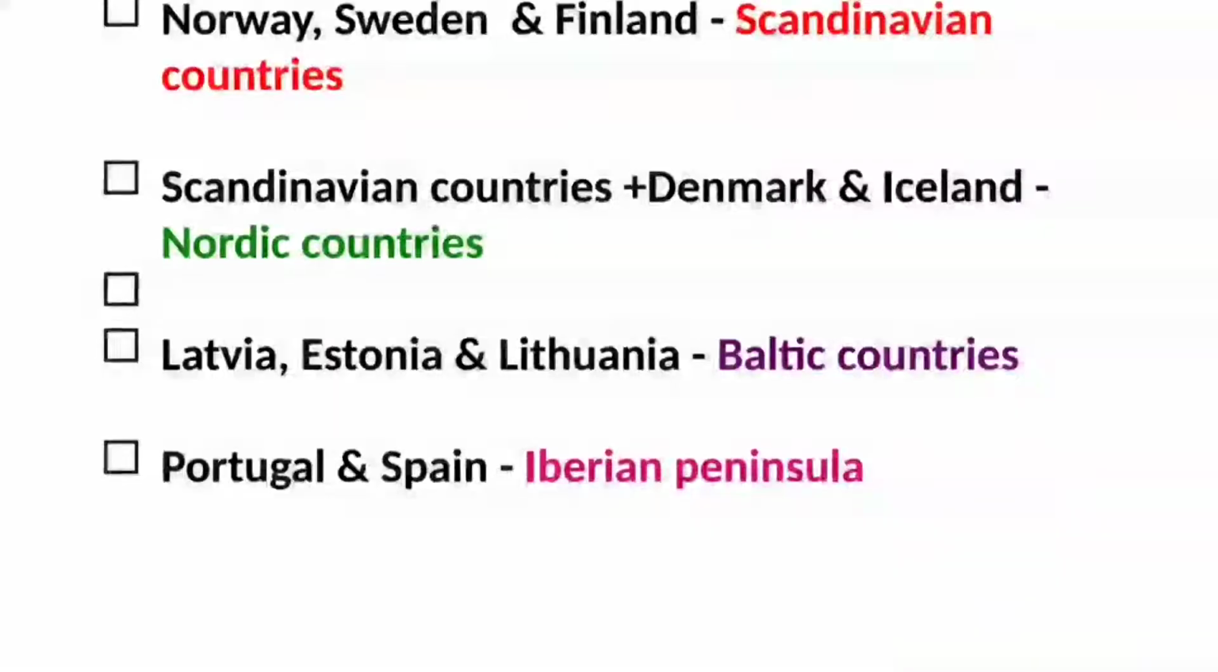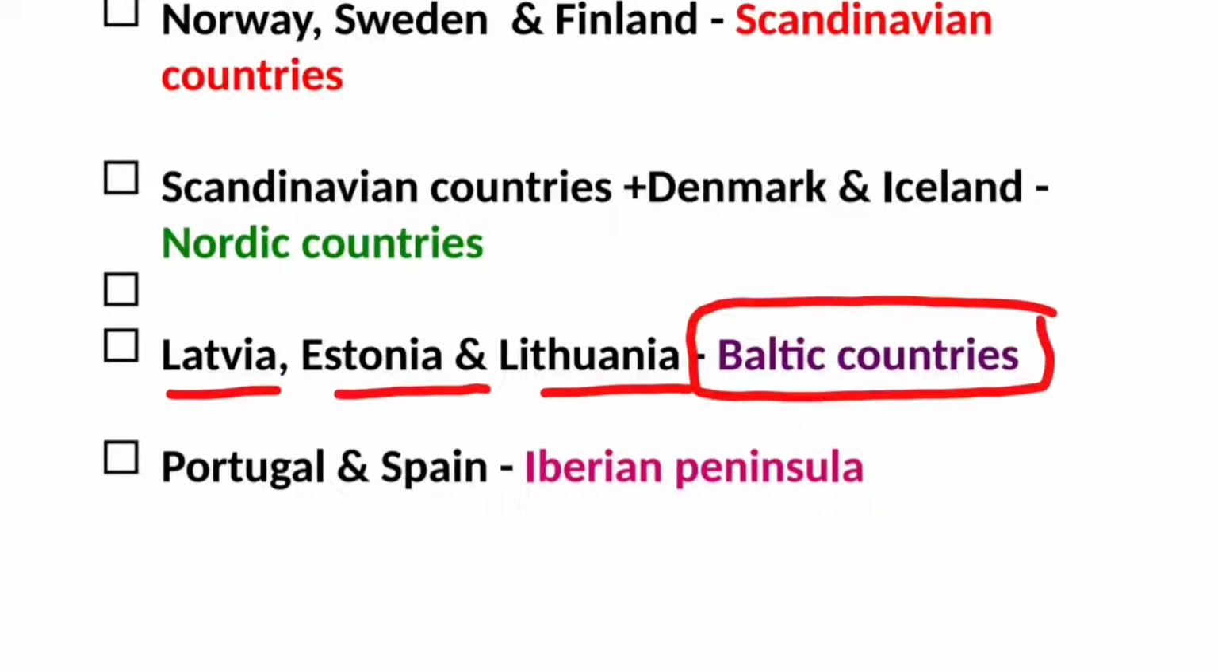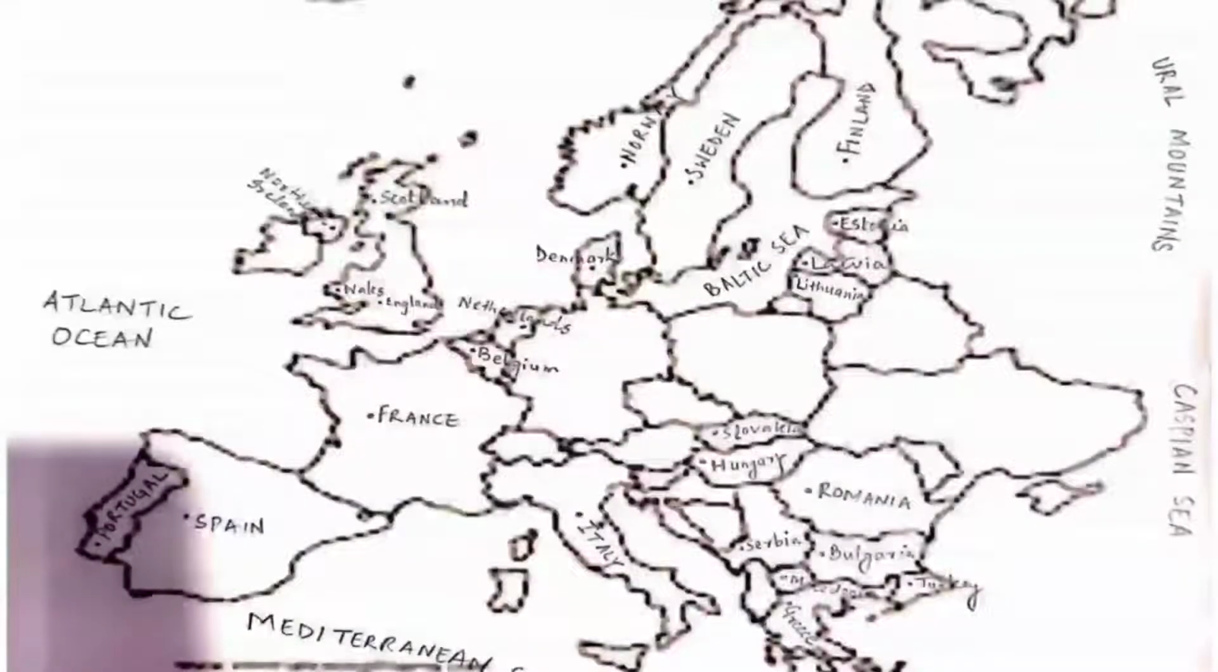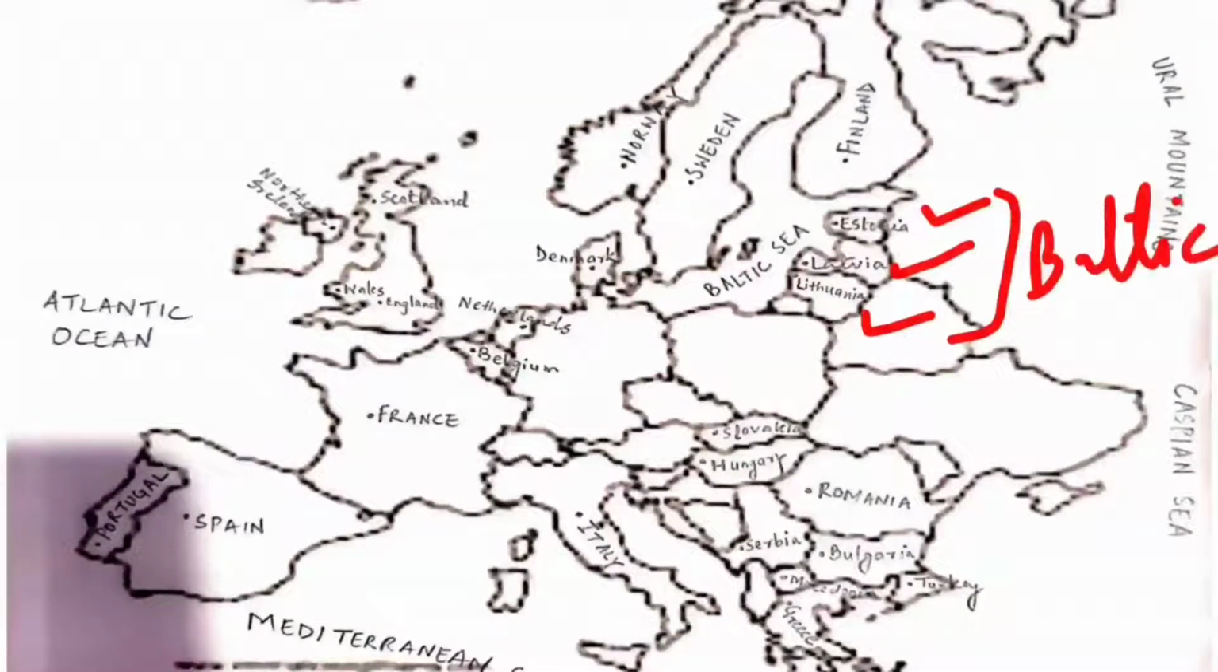Moving forward, Latvia, Estonia and Lithuania, these three countries together are called the Baltic countries. Let's have a look at the map. So this is Estonia, this is Latvia and this is Lithuania, just south of Finland. Estonia, Latvia and Lithuania lie in the south of Finland. They are known as the Baltic countries.